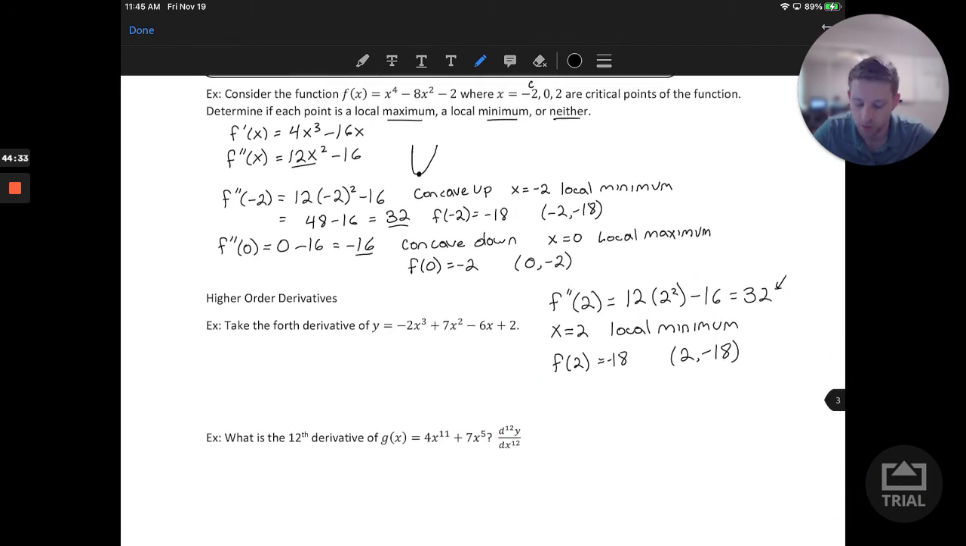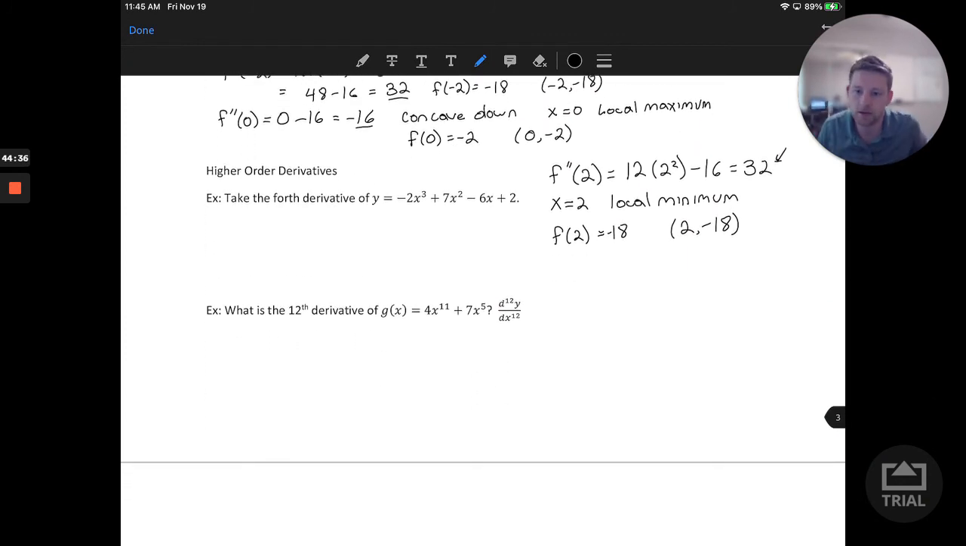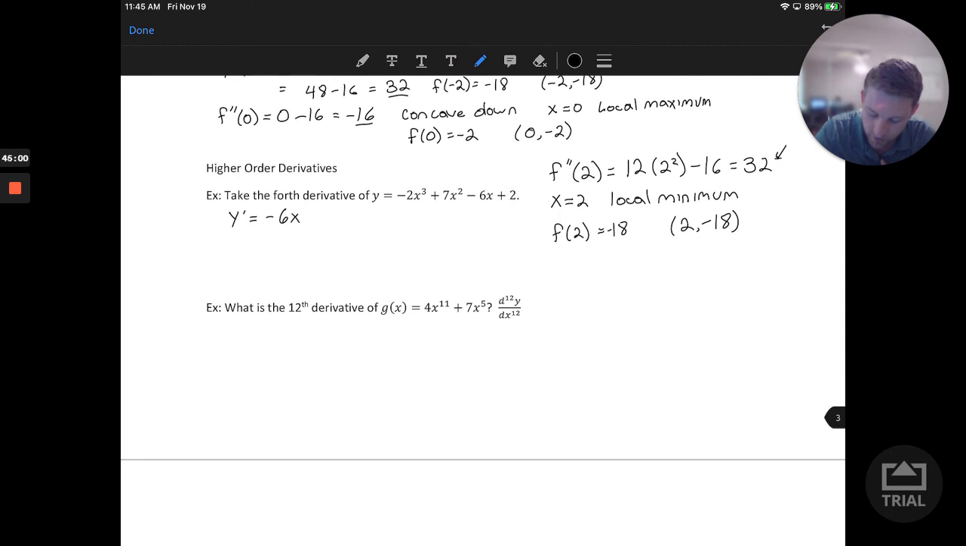One thing I do want to touch on next is the idea of higher order derivatives, and we'll take a look at doing a fourth derivative. And for this question, if we wanted to take a fourth derivative of a third degree polynomial, let's go ahead and just list these out. We'll have first the y prime is the first derivative. We could say that that's going to be negative 6x to the second power, plus 14x minus 6. So that would give me a first derivative.